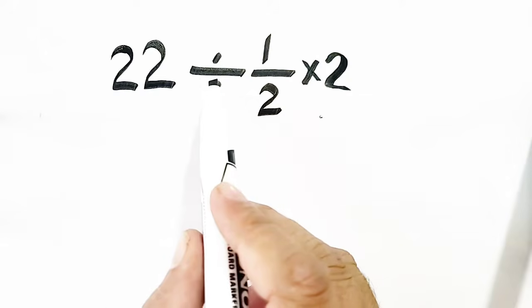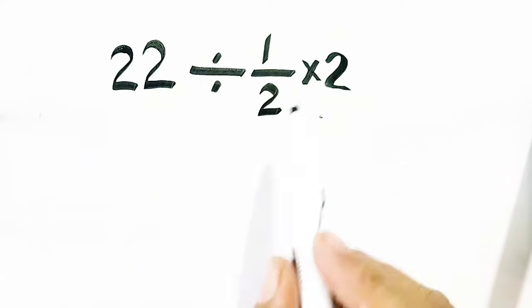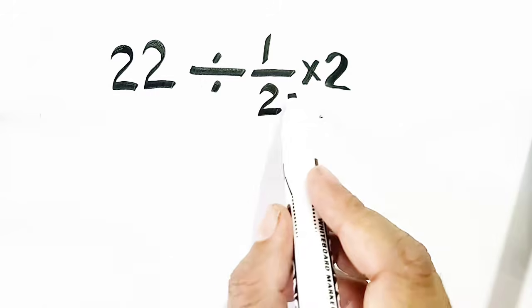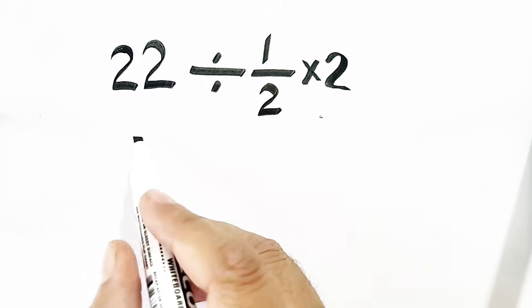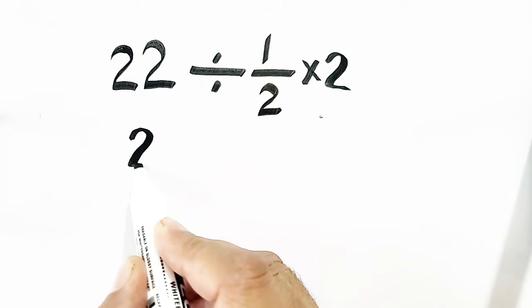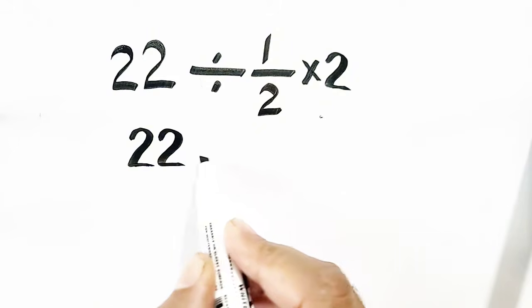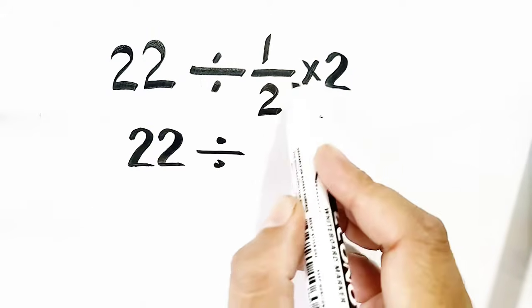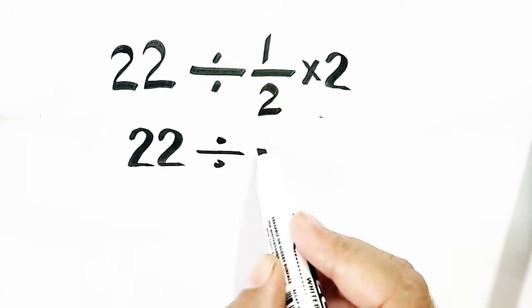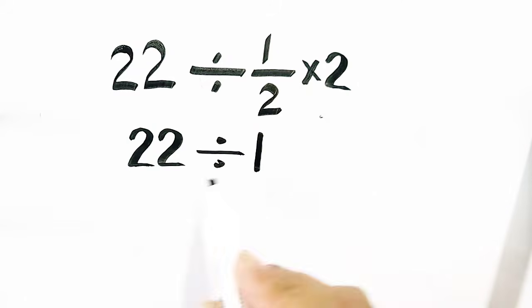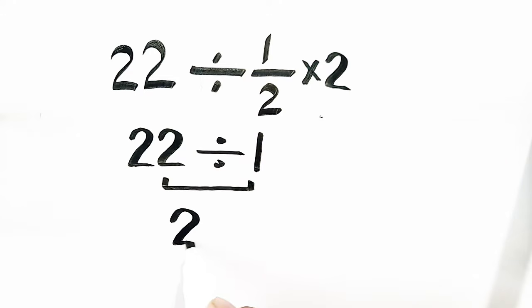Respected audience, 22 divided by 1/2 times 2. The 2 and 2 are cancelled, so we will get 22 divided by... 2 and 2 are cancelled, so divided by 1. Now 22 divided by 1 is 22, which is our answer.